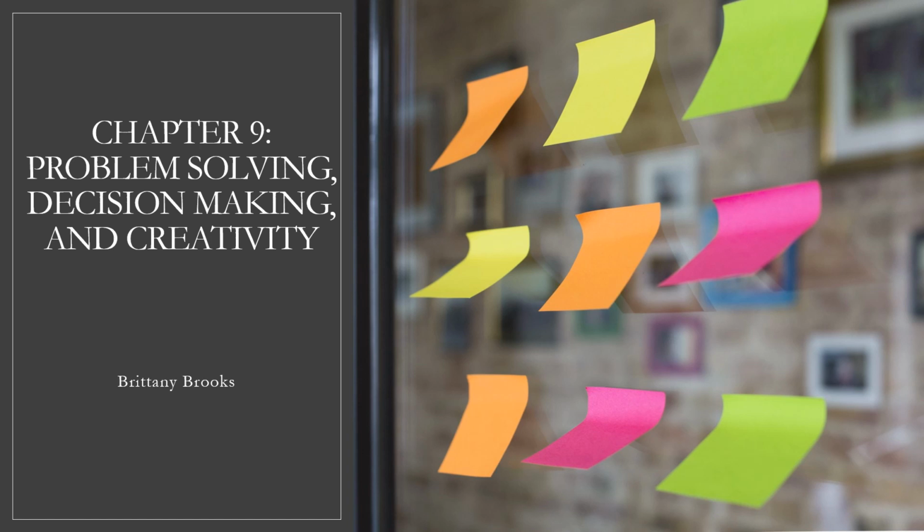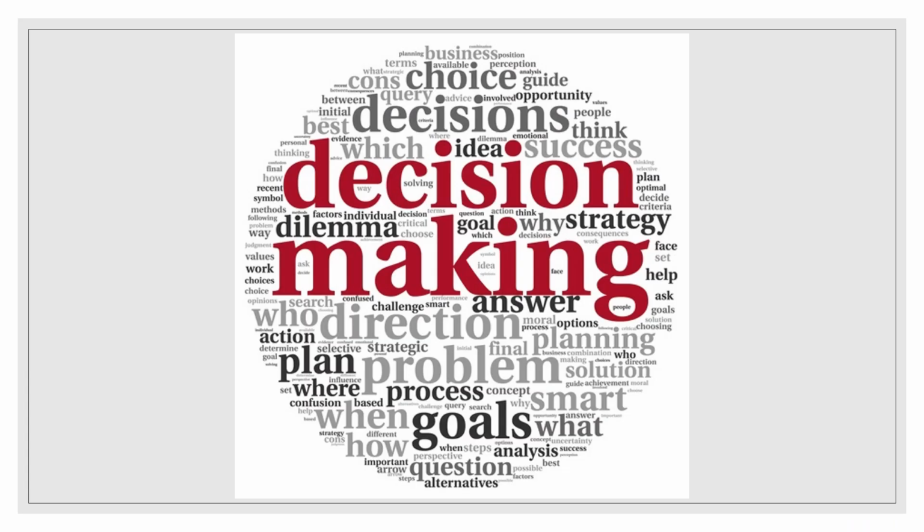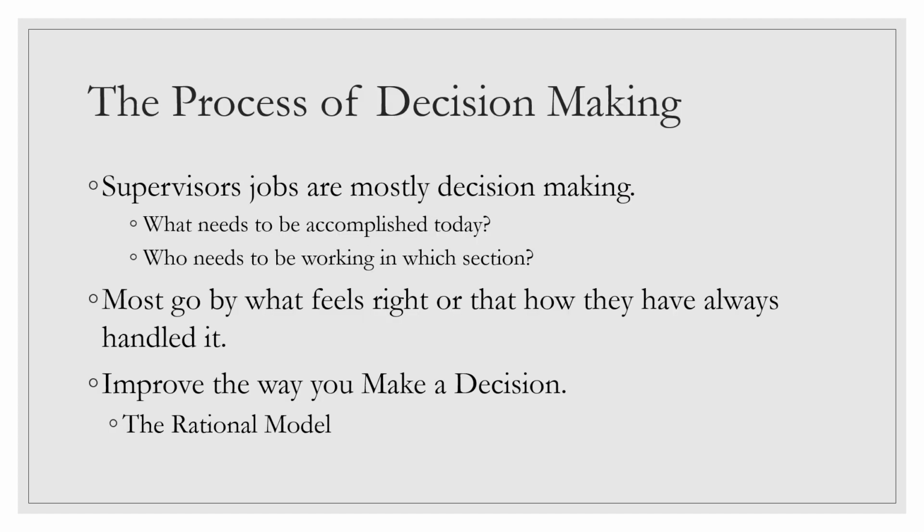Problem solving, decision making, and creativity. The process of decision making. Supervisors' jobs are mostly decision making, such as what needs to be accomplished and who needs to be working in what department. Most go by what feels right to them or how they've always handled it. To improve the way you make decisions, look at the rational model.